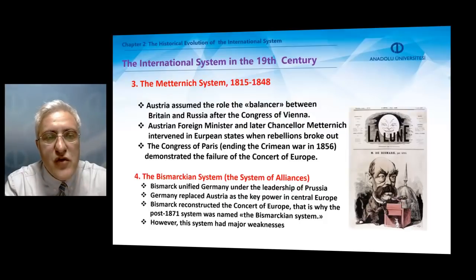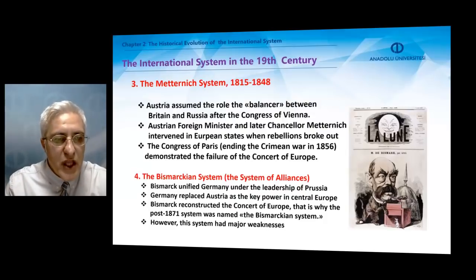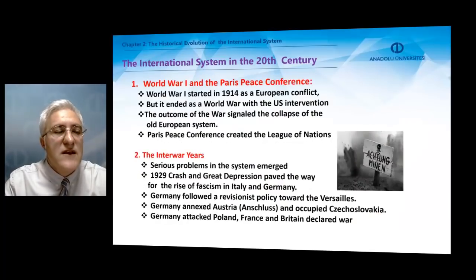Then we see the rise of Germany in the heart of Europe, which we would later call the German problem, or Germany problem. It was the birth of a very powerful Germany in Europe, and it was also a threat to the European system in the late 19th century as well as the 20th century. But the Bismarckian system had major weaknesses, and this brings us to the story of World War I.